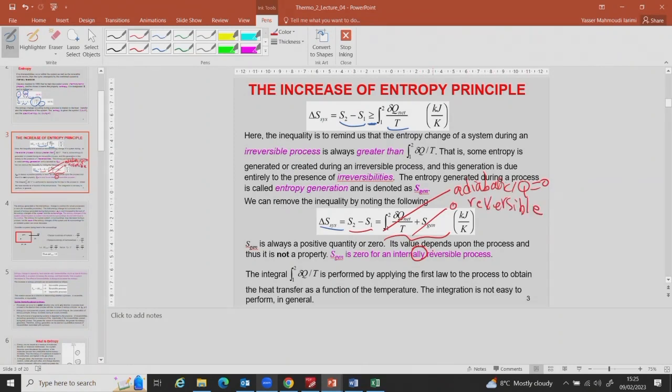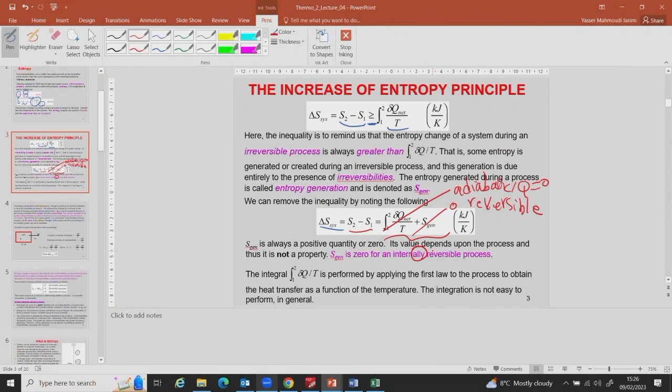So if a process is adiabatic and reversible, the change of entropy during that process is zero, meaning that entropy at 1 is equal to entropy at 2, and this is called isentropic. Why is this concept important? Remember the Carnot that I told you about. In thermodynamic cycles, the devices that we deal with, such as pumps, compressors or turbines mainly, will do the best of their work if they operate isentropically.